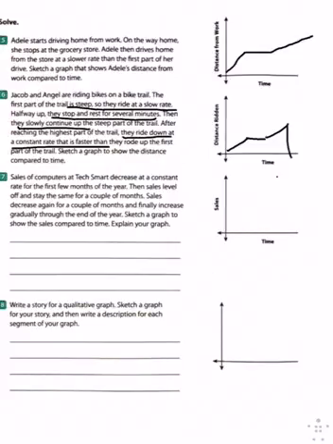Number seven, sales of computers at TechSmart decrease at a constant rate for the first few months of the year. Then sales level off and stay the same for a couple of months. Sales decrease again for a couple of months and finally increase gradually through the end of the year. Sketch a graph to show the sales compared to time.